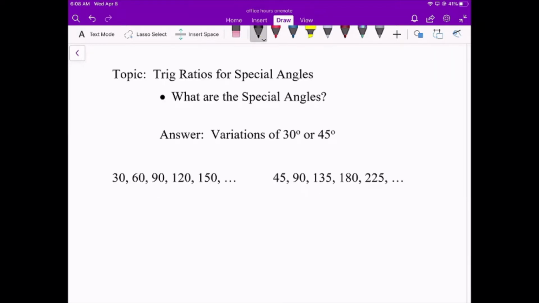The special angles are just variations of 30 degrees or 45 degrees. So 30, 60, 90, keep adding 30, 120, and so forth. Or 45, another 45 makes 90, another 45 makes 135, and so forth and so on.